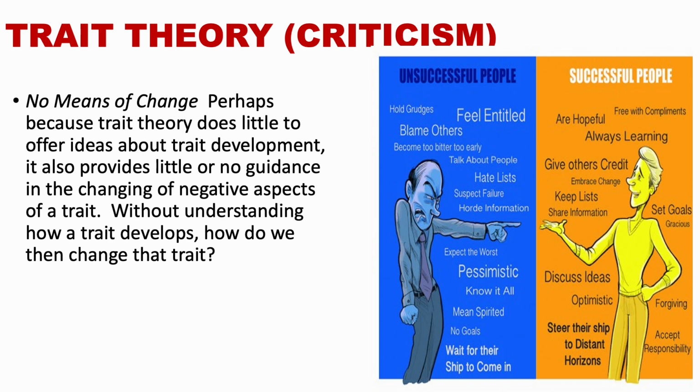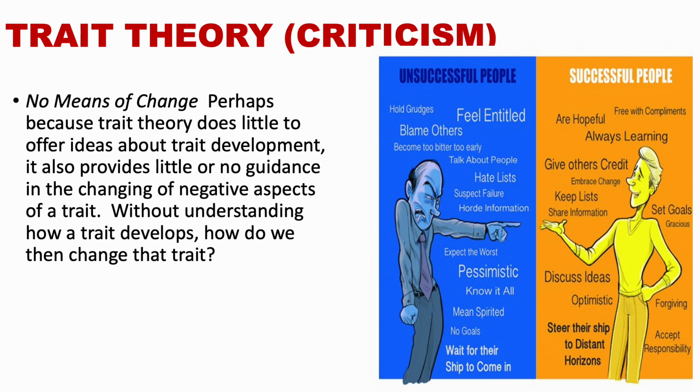Another criticism of trait theory is that there's no real means of change, because trait theory does little to give us an idea of how traits develop. So yes, I can say you're more innovative than this person, or you're more materialistic than this person. But what we don't really understand is why that is the case, right? You could say, hey, it's because of their family, but that's not always true. There are materialistic people who grow up around families that aren't materialistic. But because we don't know how traits develop, we don't really know how to change negative aspects of traits.